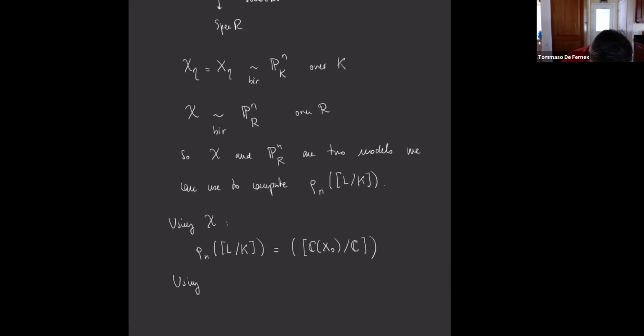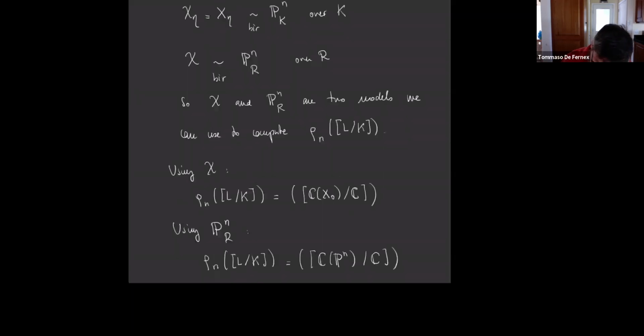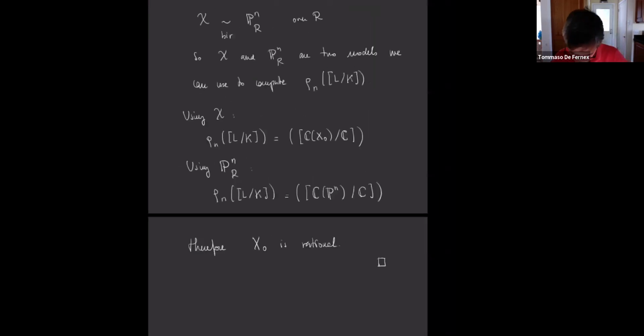On the other hand, if we're going to use this projective space as a model to compute the same map, we see that the specialization of L will just be the function field of a projective space. So therefore, X0 is rational. And that's the end of the proof. Okay?